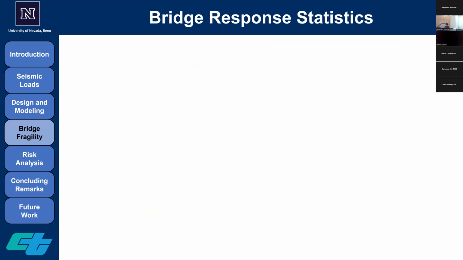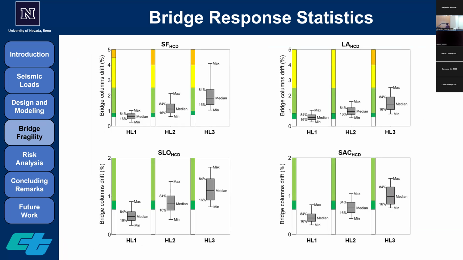So let's talk about the bridge response statistics. Here we have some box charts. This is the first set of results that we're going to discuss. The box charts show maximum, minimum, median, plus and minus standard deviation. The first insight is that the median of the response is always equal to or below DS2, and DS2 corresponds to what we call minor and repairable damage.